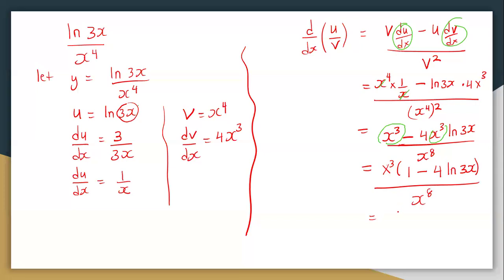So when they reduce, it means we shall have 1 minus 4 ln of 3x out of, remember they were 8 and the other ones were 3. So when you reduce, you remain with 5. So down here, we shall remain with x power 5. And now this one is going to be our derivative d/dx of ln of 3x out of x power 4.